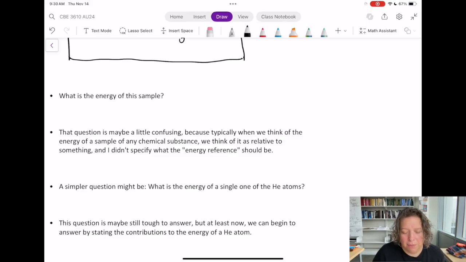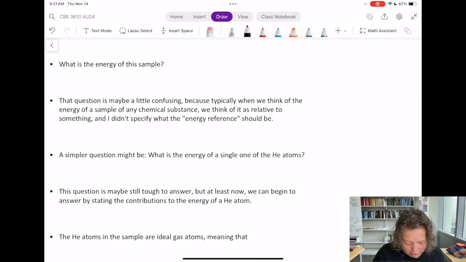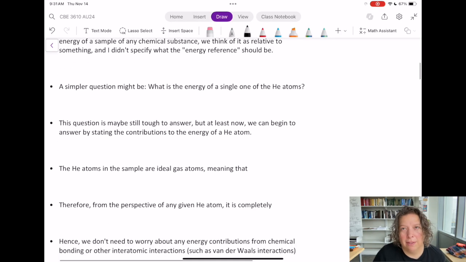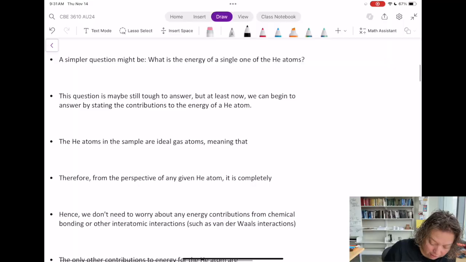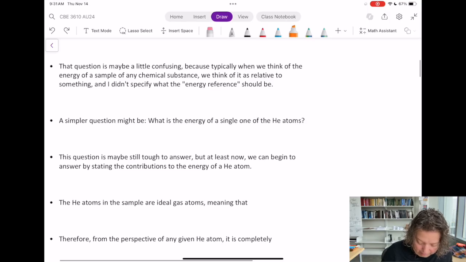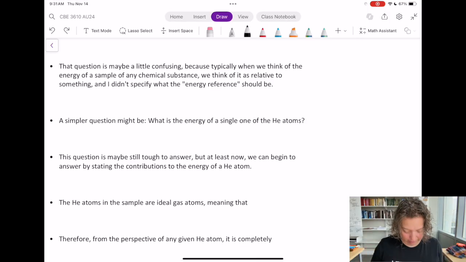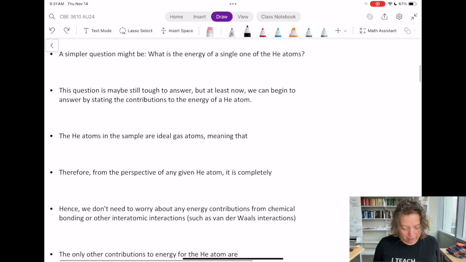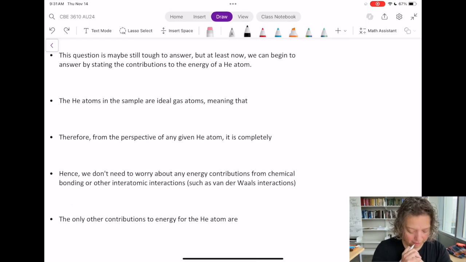A simpler question might be, what is the energy of a single one of those helium atoms? However, that question may still be tough to answer. We're going to get there throughout this lecture, but it at least gives us a starting point. We can begin to answer that question by thinking about the contributions to the energy of a helium atom. So to think about the contributions, let's think about these helium atoms.